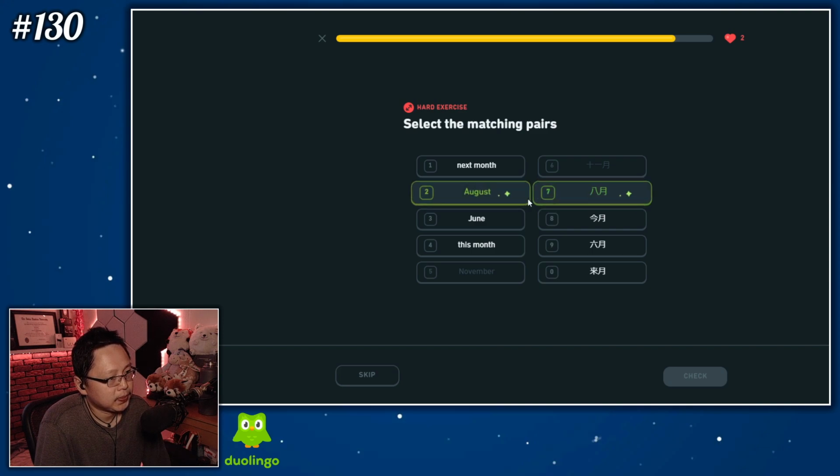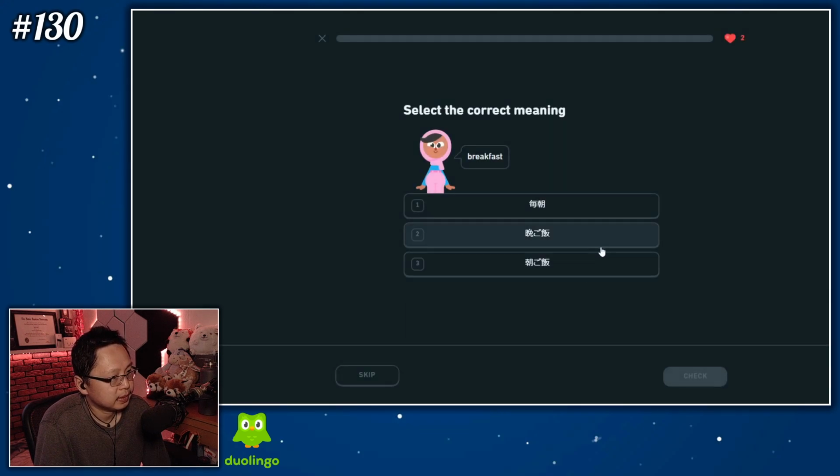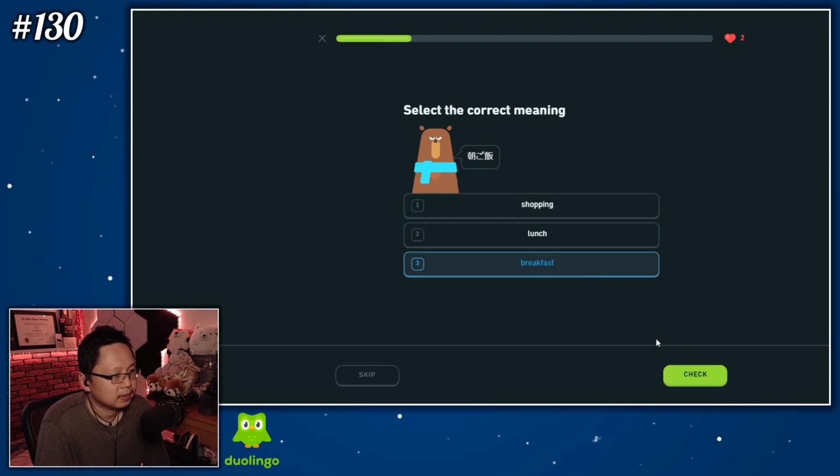Eh? Asagohan. Yeah. Oh, was it this unit? Oh, it's this unit though. This one's this unit. Bangohan was introduced, so asagohan naturally. And there's probably one exercise on hirugohan. Naturally.